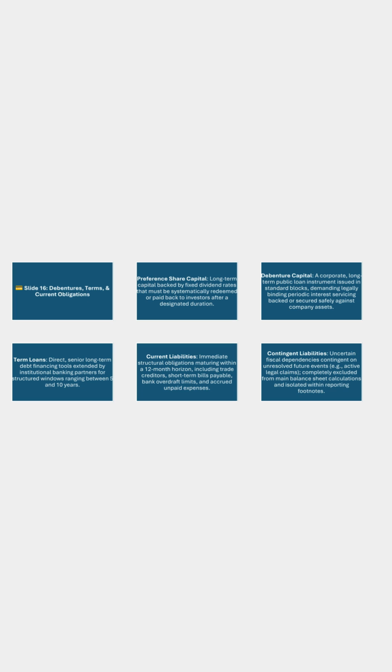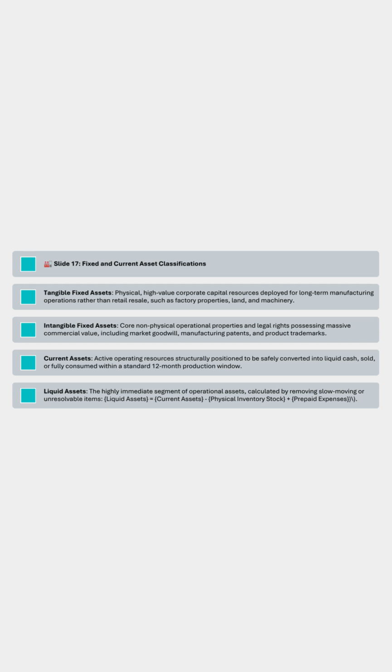For short-term tracking, we evaluate current liabilities, debts that must be cleared within 1 year, like bills payable, bank overdrafts, and trade creditors. Lastly, keep a sharp eye out for contingent liabilities. These are potential debts that might happen depending on an uncertain future event, like an ongoing court lawsuit. Because they aren't certain, they are left out of the balance sheet calculations entirely and are instead listed as footnotes below the statement.